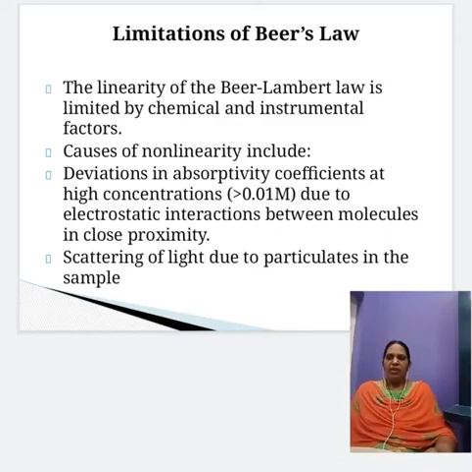Then coming to the limitations of Beer's law. The most important limitation is that it is only applicable to monochromatic radiation. As I first told you in the definition of Beer's law, there exists a linear relationship between the concentration and the absorbance.